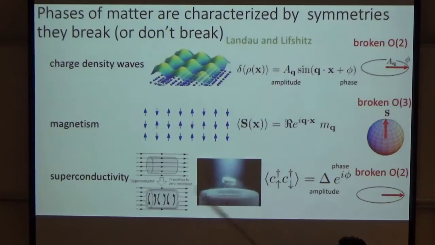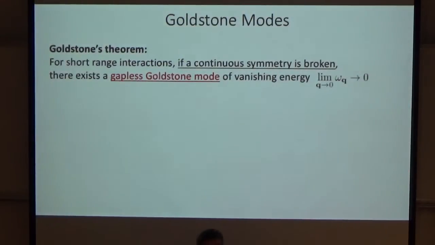And so you can say that the low temperature physics is marked by which order parameters you have and which symmetries they break. Now, once you broke a continuous symmetry, like O2 and O3 that I showed, there is a theorem. And the theorem says that if you have short-range interactions, that's important actually, the short range, and a continuous symmetry is broken, there exists a gapless Goldstone mode of vanishing energy.